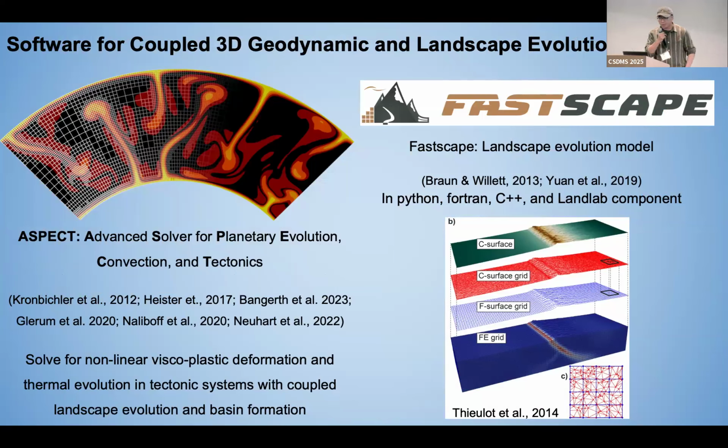And Fastscape is a landscape evolution model, also available in multiple languages. In the Community Code Lab, there's a component called the Fastscape eroder as well. And this is coupled, as you see in panel B, by the velocity field.